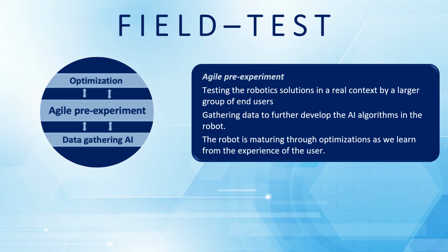What we do in the agile pre-experiment is to test robotic solutions in a real context by a larger group of end users than in the co-creation phase. In addition to that, we gather as much data as possible to further develop the artificial intelligence of the robot. So as we learn from the experiment, we can further mature the robot and optimize it.